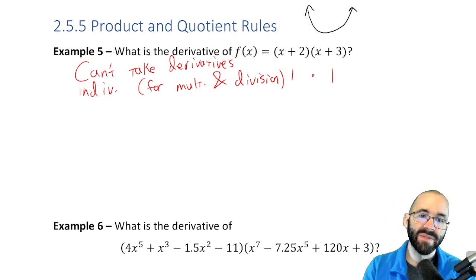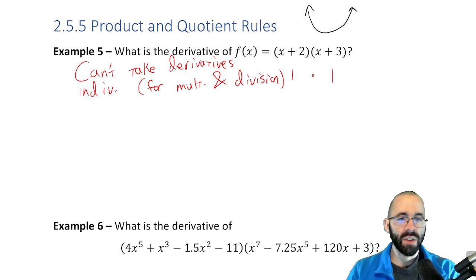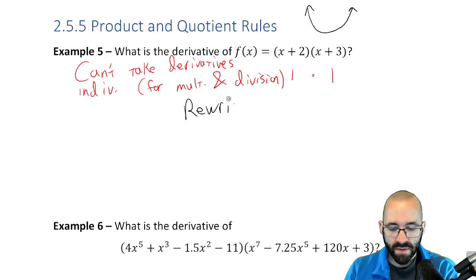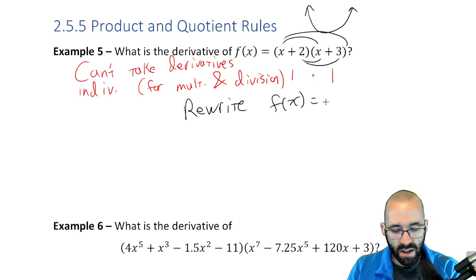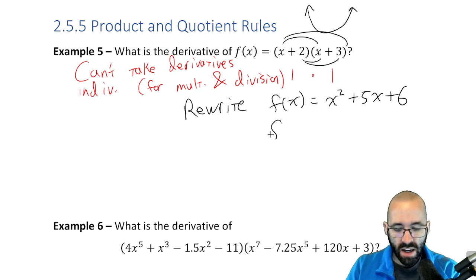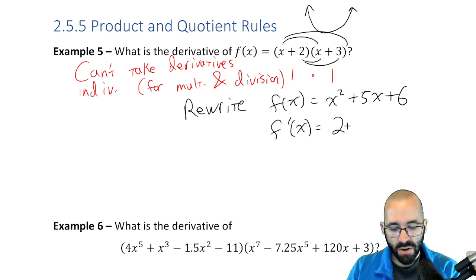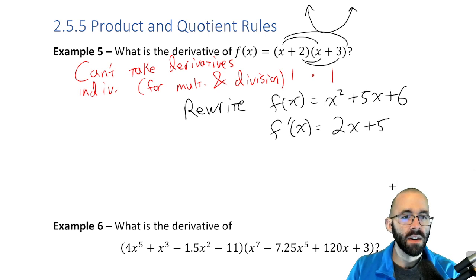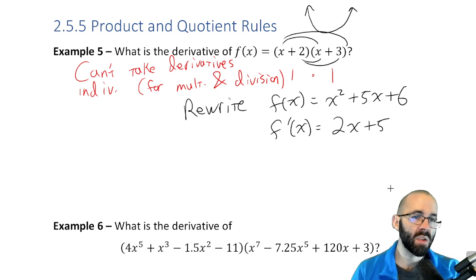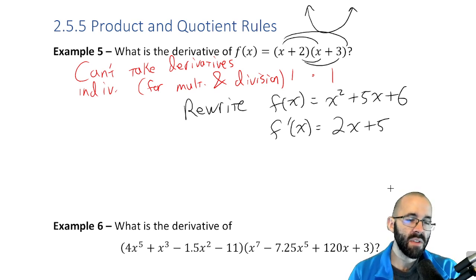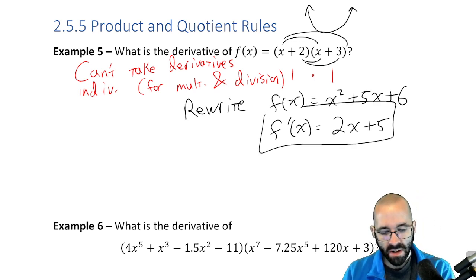And that's the good news. So there's a workaround here. We could rewrite our function by foiling. First, outer, inner, last. FOIL. And you'll get that x squared plus 5x plus 6 is our function. And we can use the power rule to get that our derivative is 2x plus 5. And it turns out that the derivative of a parabola is always a line. The slope of a parabola can be found by looking at different values on a line. So we got the derivative.